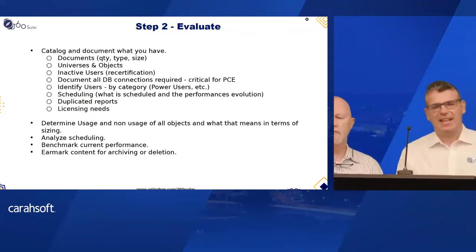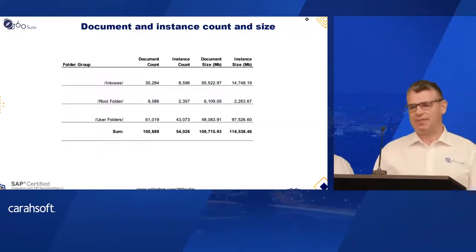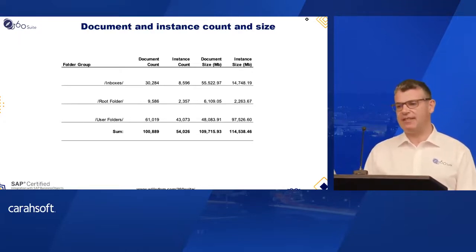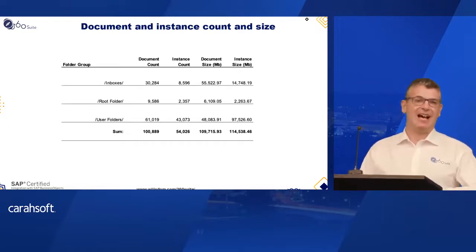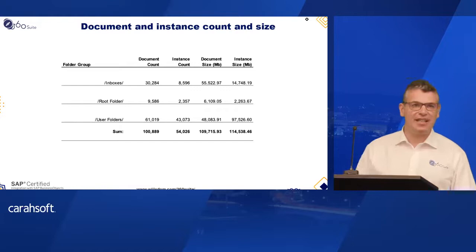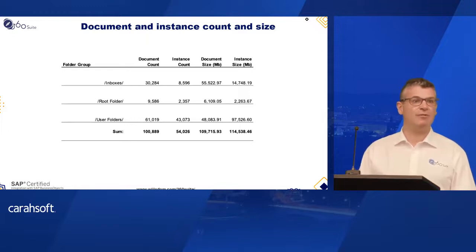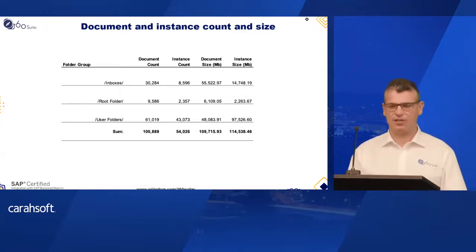And in terms of evaluation, we've got some good examples. For example, here, this is actually a pre-canned report of 360. That's going to give you information about how many documents you have, how many instances you have, how much space they take. So this is really important information when you want to do sizing, when you want to do any type of upgrade or migration, of course, in particular to the cloud.